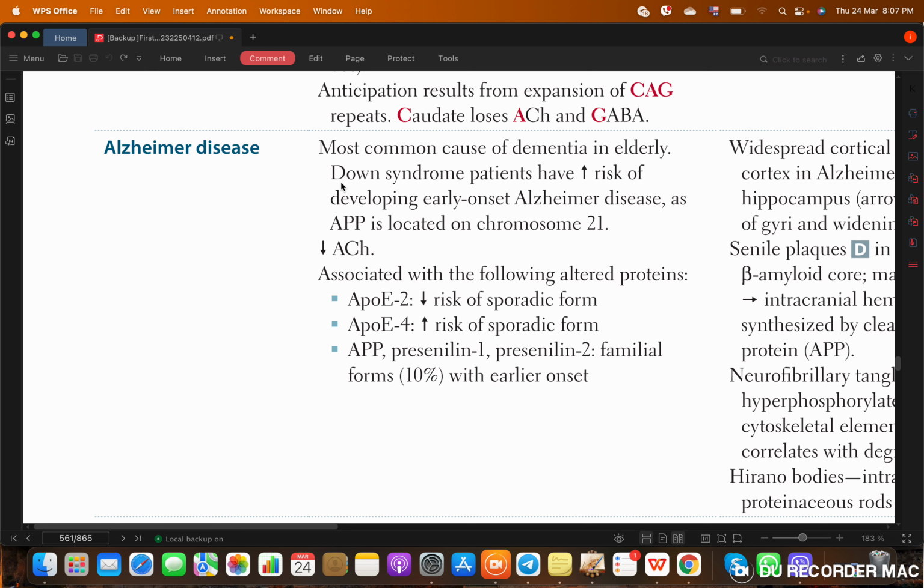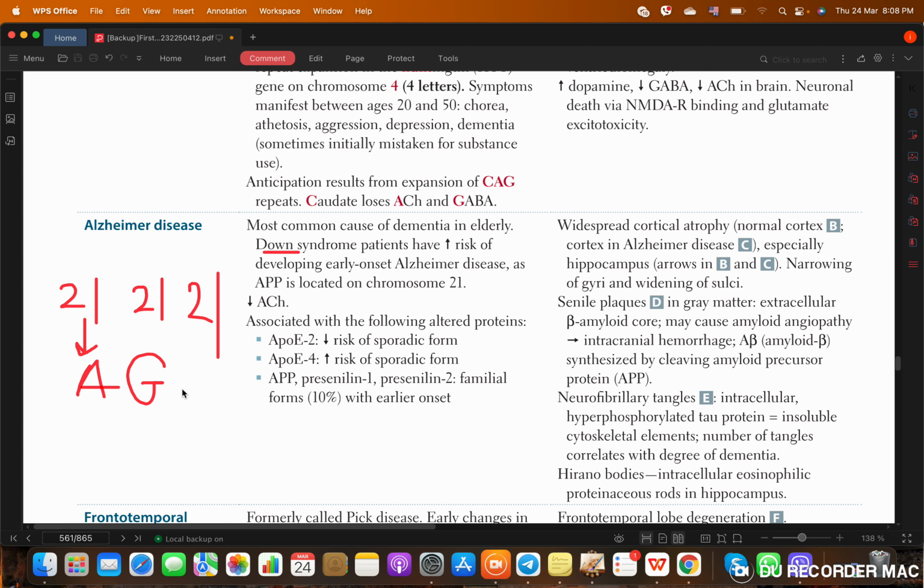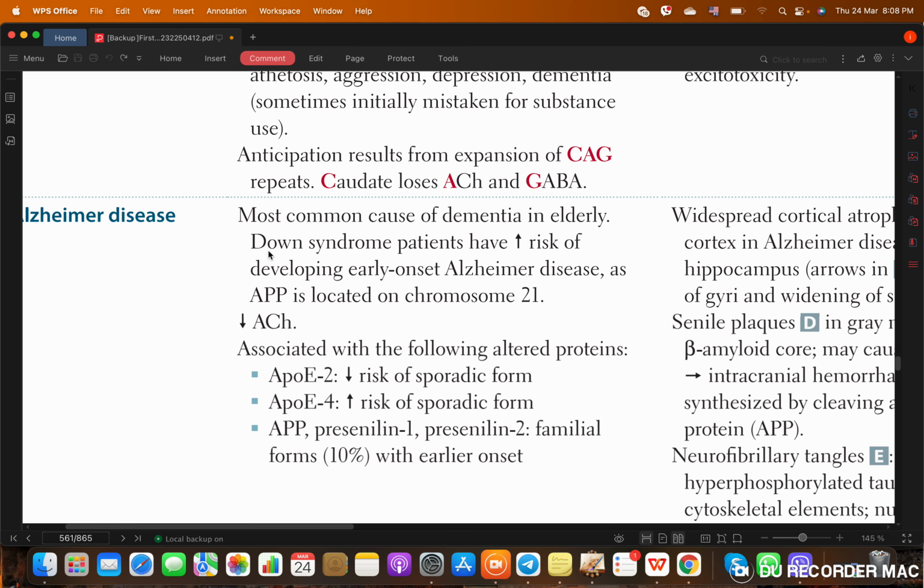Alzheimer's disease is more common in people with Down syndrome. The reason being that in Down syndrome, you have 3 copies of chromosome 21 instead of 2. Normal people have 2 copies of chromosome 21. Chromosome 21 also encodes the amyloid gene, okay? So instead of having 2 genes, you will have 3 genes. So you will have more amyloidosis of the brain, which leads to Alzheimer's disease.